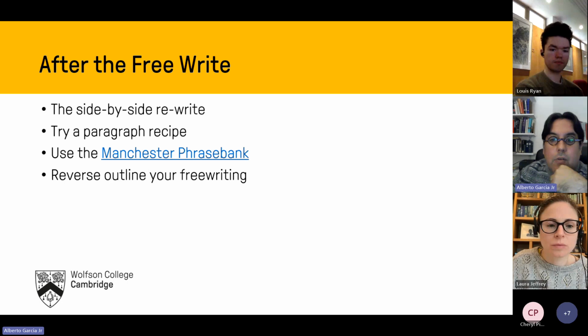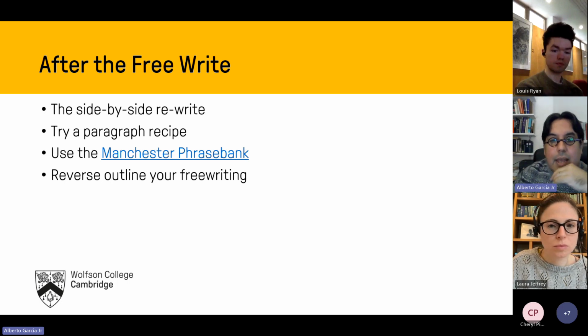And then reverse outline your own free writing. And this can be nice. Basically, go back, highlight the most useful parts of it. That helps you to trim down your writing, and it can be easier to wrestle with that material if you've generated quite a lot of it.